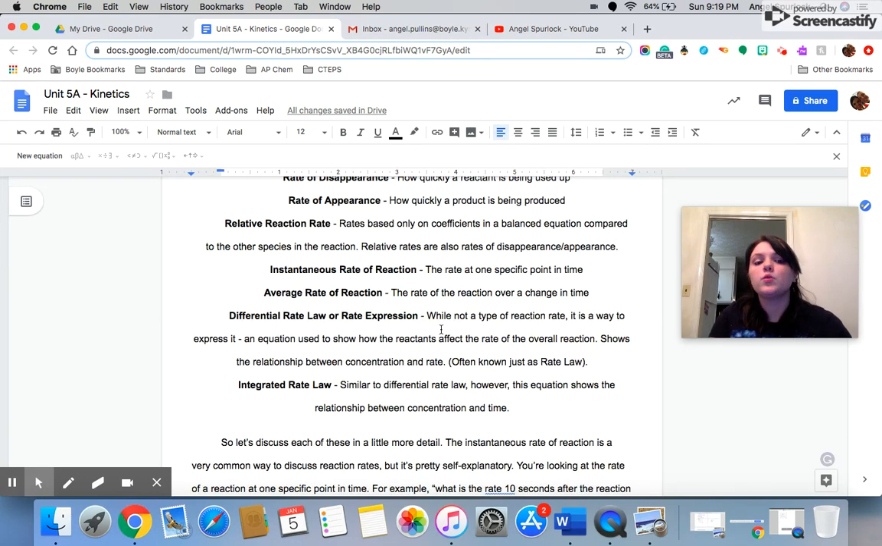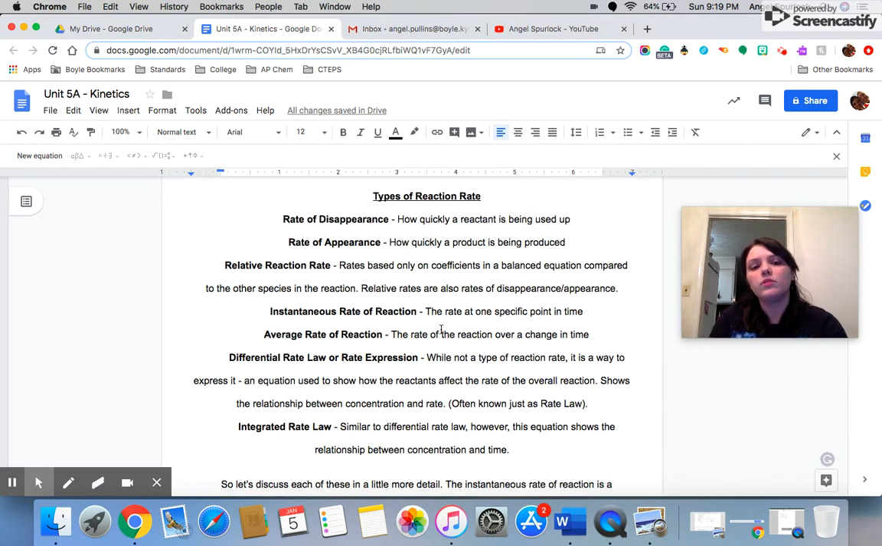So first things first, we can have the rate of disappearance. How quickly is your reactant being used up? We can look at rate by looking at how our reactant concentration is changing. Or we can look at rate of appearance. How quickly are my products being made?